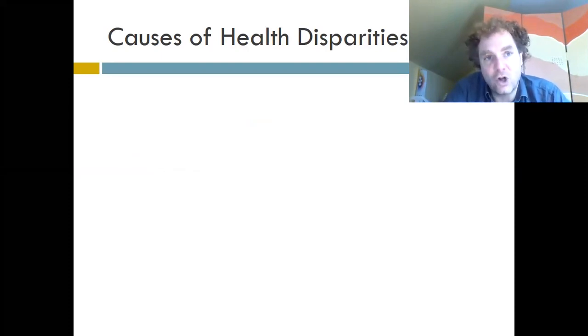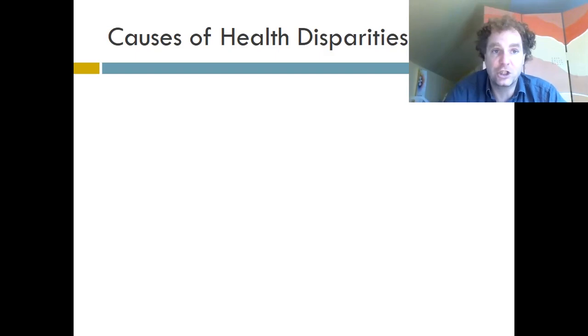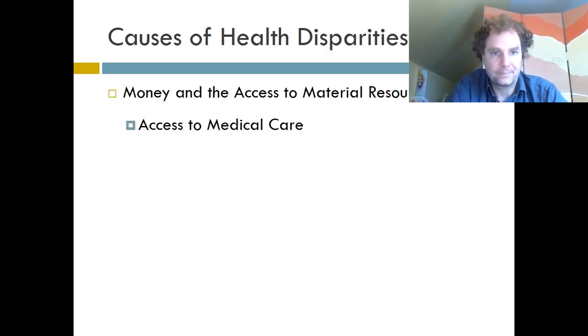So now we want to talk about the causes. We've seen some of the basic facts, some of the data. We've seen some concepts to help us understand the relationship. Now we want to talk about the causes. Why is there this relationship between how much money you earn and how long you live and how healthy you will be? Okay, so let's go through them one by one.